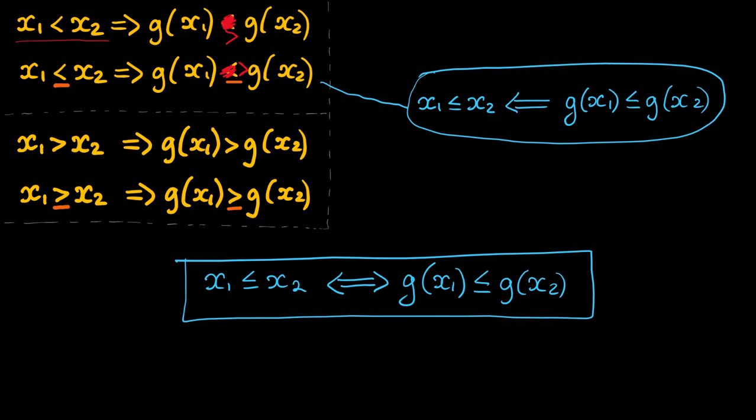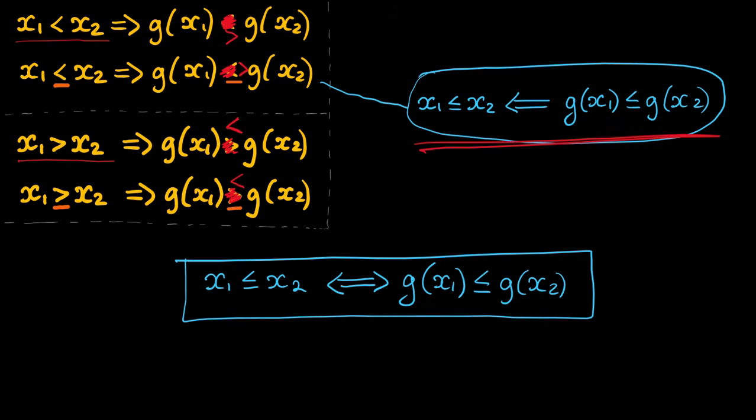And with the third one, if we know that x1 is greater than x2 and g is strictly decreasing, then again the sign will be reversed. So g of x1 will be less than g of x2. And same with the fourth one. We'll reverse this greater into a less than.